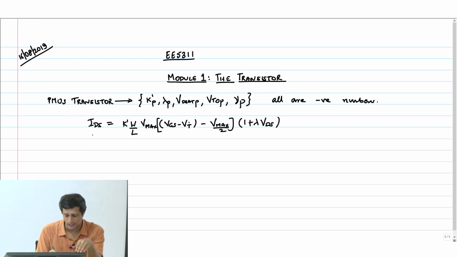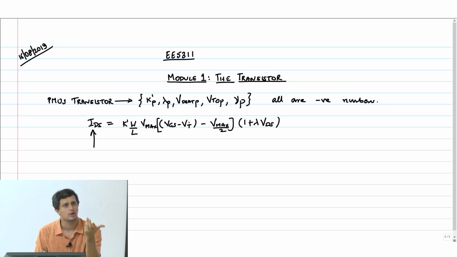So we were looking at current flowing from drain to source, and because in PMOS current flows from source to drain, which is in the same direction as that of the charge carriers, because drift is because of holes and not because of electrons, IDS will be a negative number. It's just a sign convention, and therefore Kp prime has to be negative.